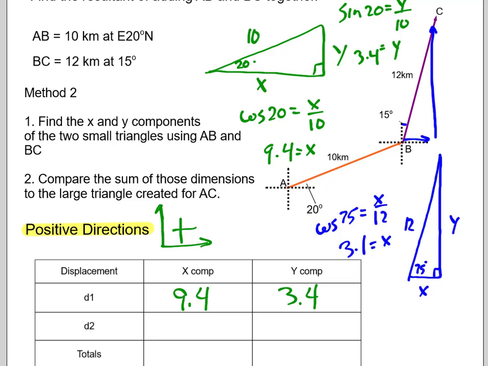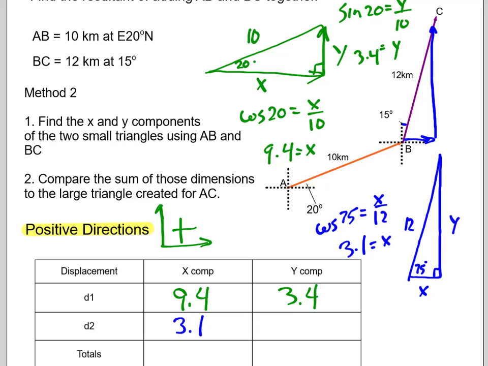those are both positive directions. I should have highlighted that on the previous vector or previous drawing. These are going to the right and up. This is going to the right and up, so those are all positive directions. So I would get 3.1 here.